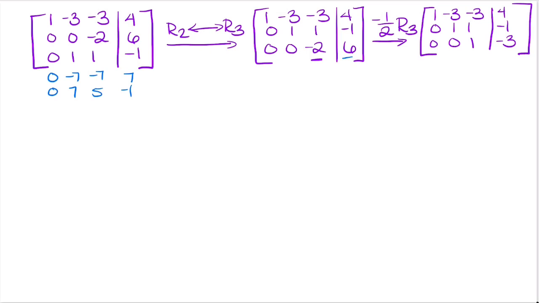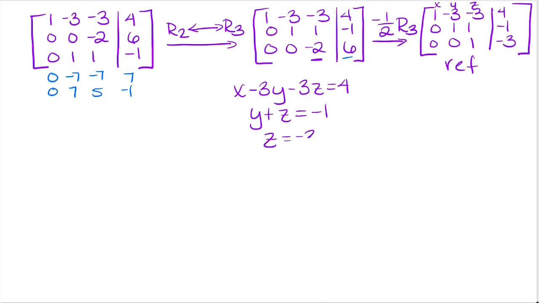So now finally I have my matrix in row echelon form, so I can go ahead and write my system of equations. So let's write our first equation. So that's going to be x minus 3y minus 3z equals 4. My second row is going to give me my second equation. So I have no x. I have y plus z equals -1. And then my last row, so I have 0x, 0y, and then 1z. So that z is going to equal -3.